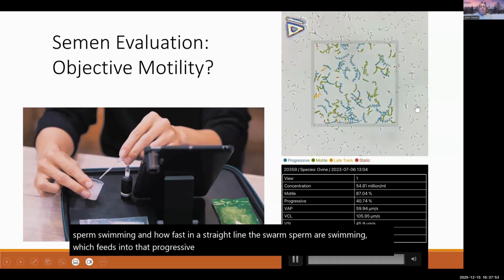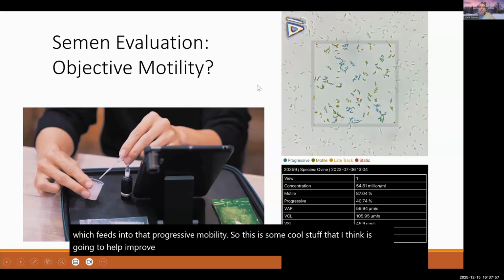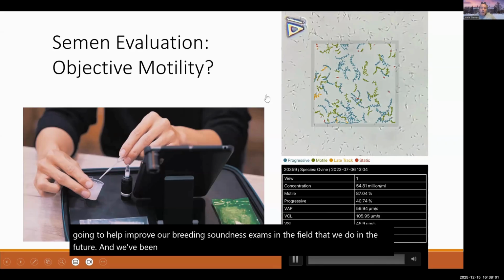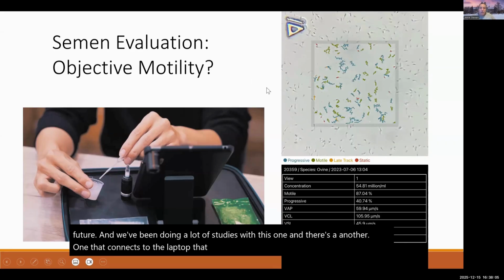So this is some cool stuff that I think is going to help improve the breeding soundness exams that we do in the field in the future. And we've been doing a lot of studies with this one, and there's another one that connects to a laptop that I have been doing some studies with also.